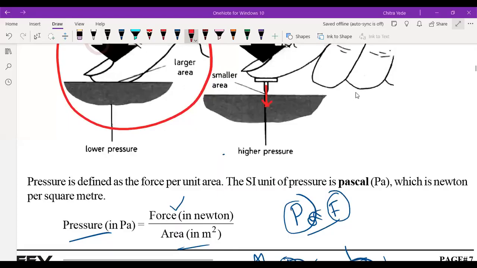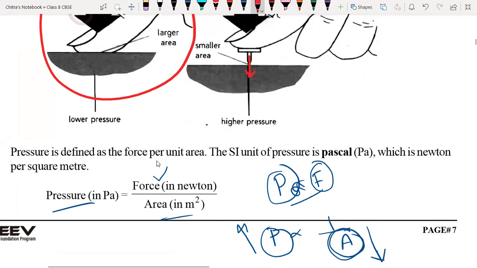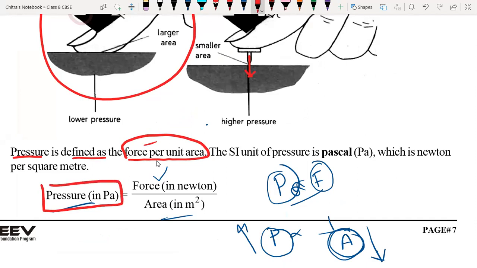Now we are going to define pressure. Sorry, not force, the pressure. Here we have the definition. Pressure is defined as force per unit area. The force per unit area is called pressure. Hence we have the formula for pressure. The unit by which we measure pressure is the Pascal. Pressure equals force divided by area.